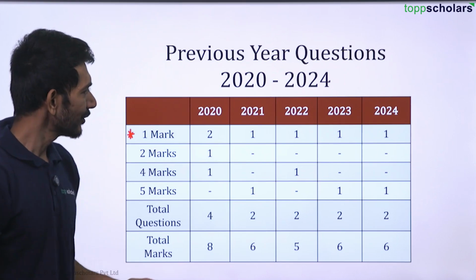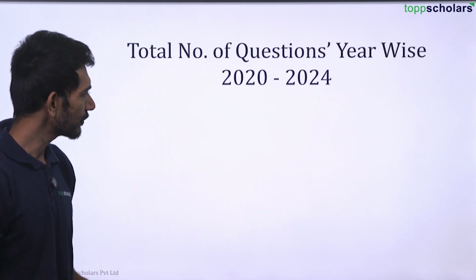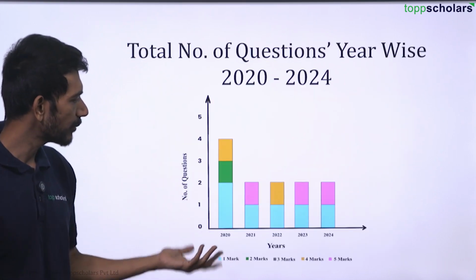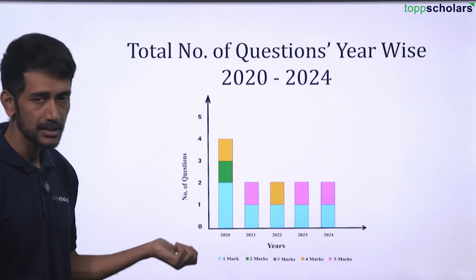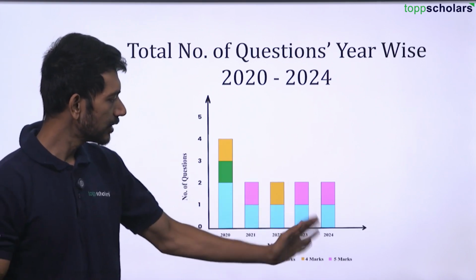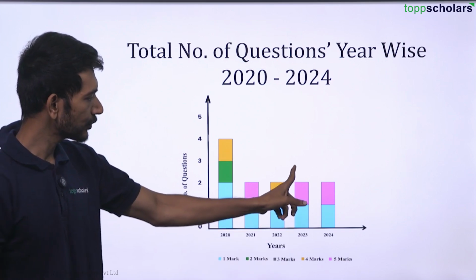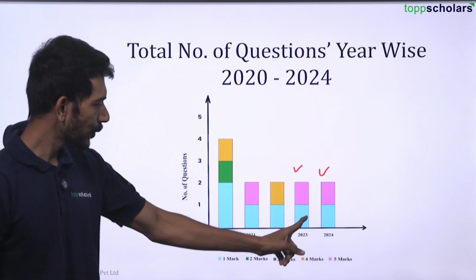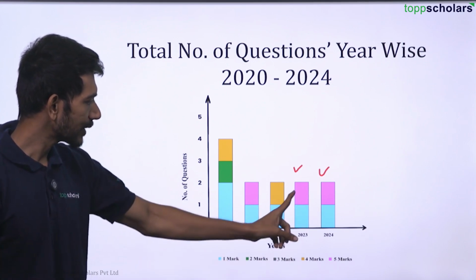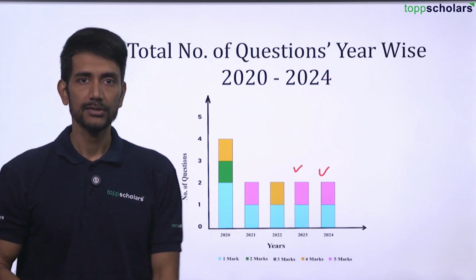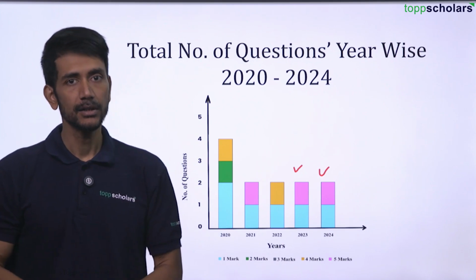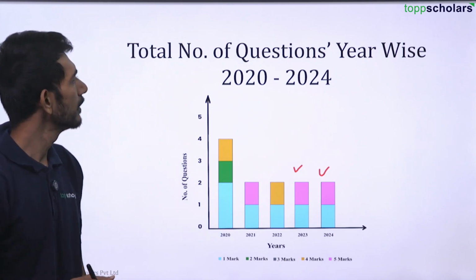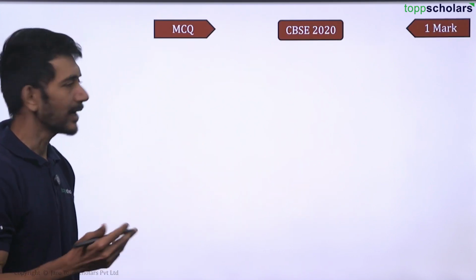You can also take a screenshot of this so that you get a fair idea about how many marks were asked from 2020 all the way till 2024. 2023 and 2024 remain key for us, where one question of 1 mark and one question of 5 marks each was asked in the 2 years. Alright, now let's begin with the questions.